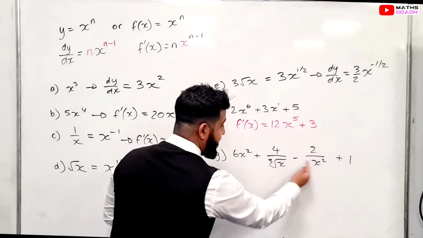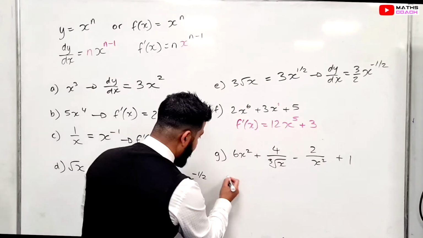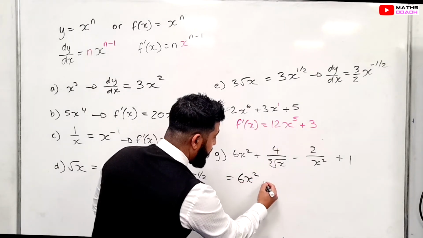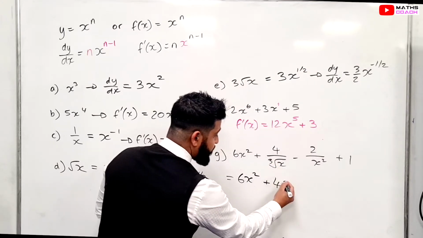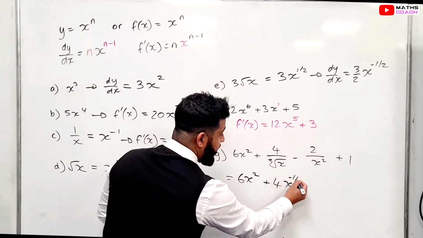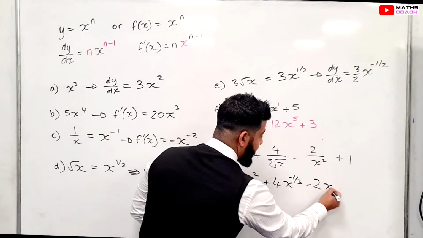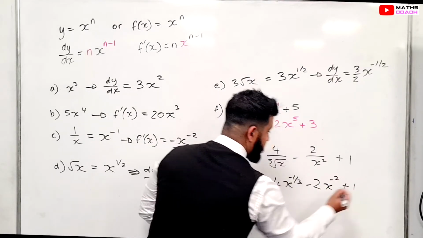We need to rewrite these two. So let's do that very quickly. So that's okay to stay as it is. This one will become plus 4, and x will come up with a negative 1 over 3 power. And then this one will be 2x to the power of minus 2 plus 1.